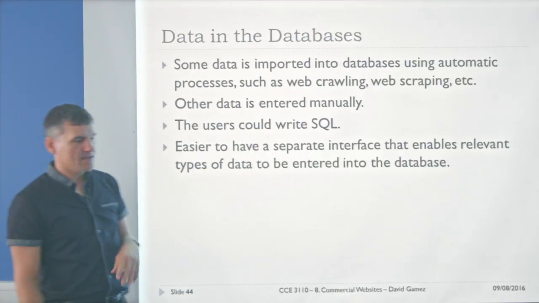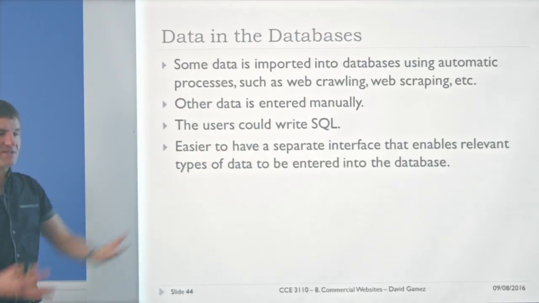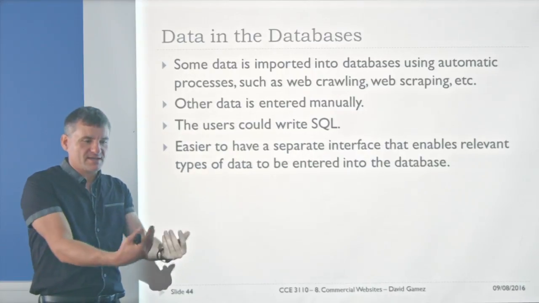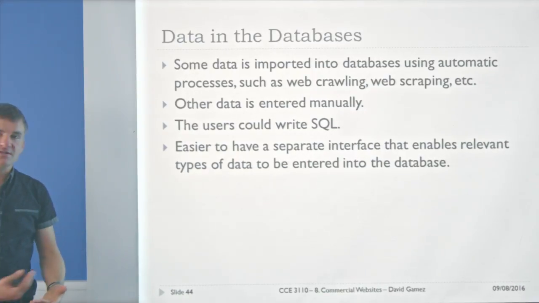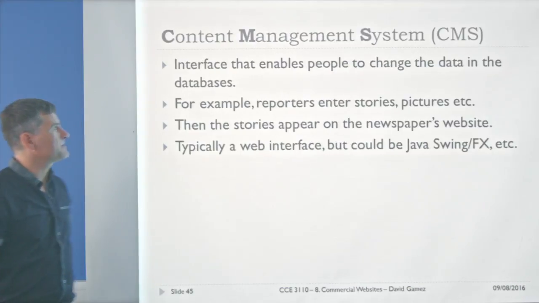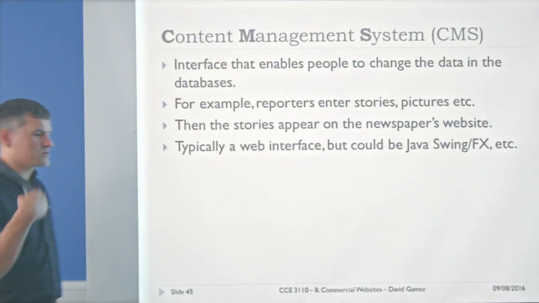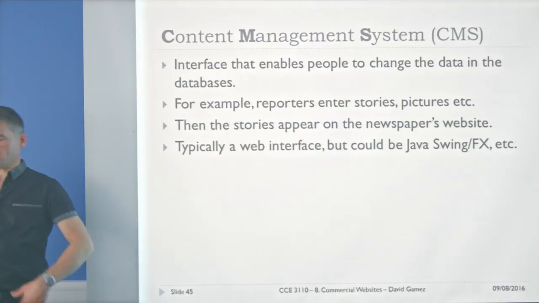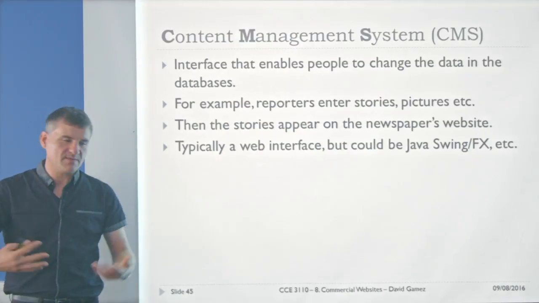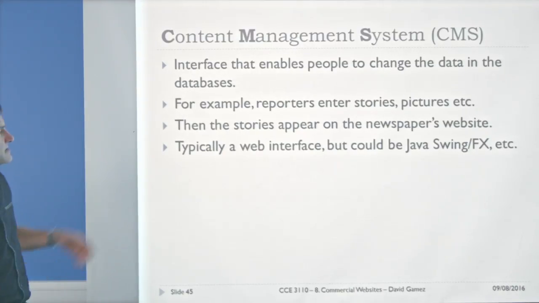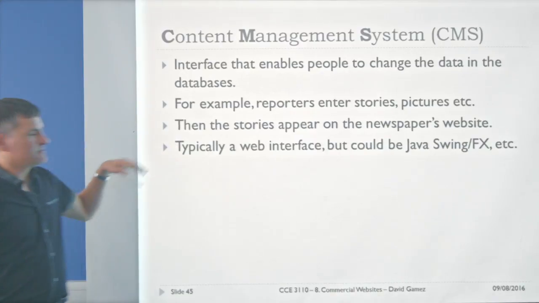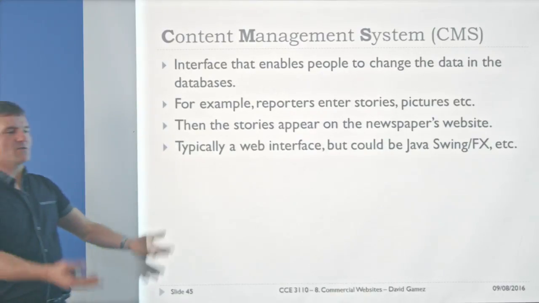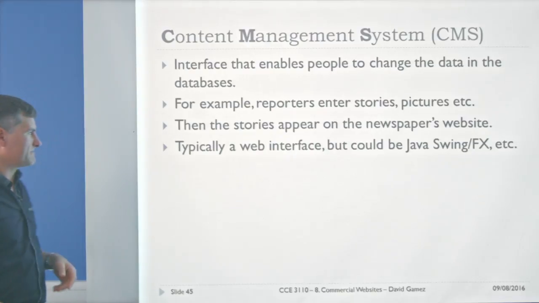It's much easier, and what everyone does is they have a separate interface that enables non-technically skilled users to enter information into the database. And that's what a content management system is. It lets people change data in the database. So you might have a page that lets people add a story to the database, or edit a story in the database, and so on and so forth. And then when you've added the story to the database, it can automatically appear on the newspaper's website.